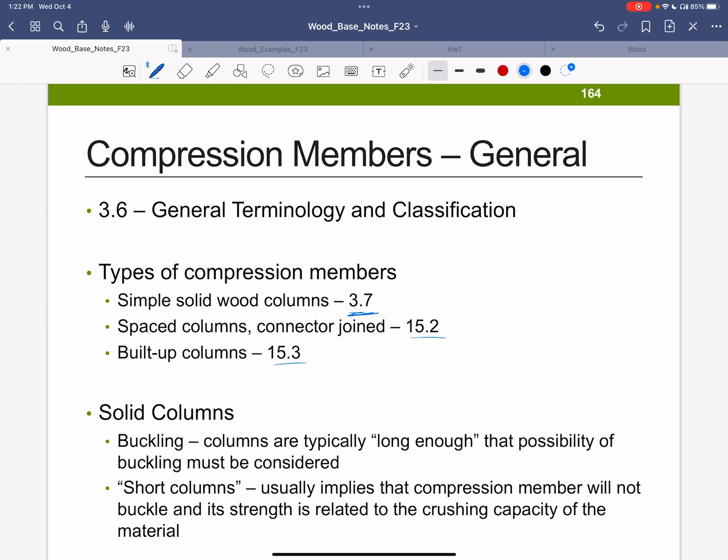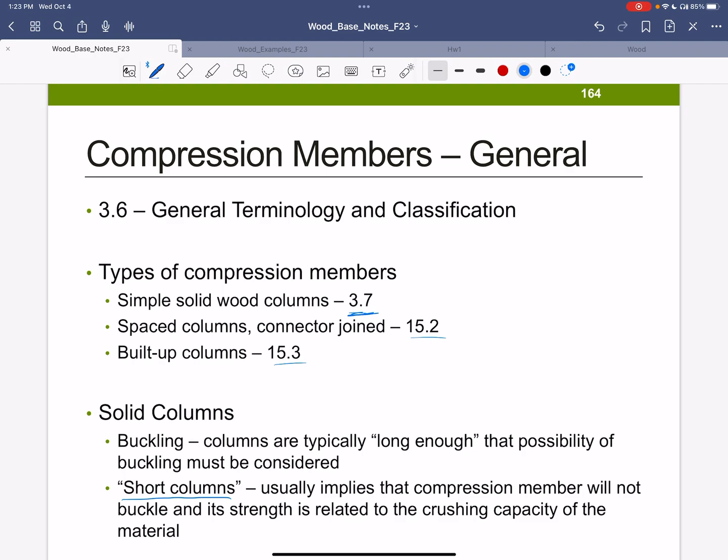In concrete, there are columns that buckle, called slender columns, but our average concrete column, we don't worry about buckling as much. In steel, buckling is always a big consideration. Wood is going to act more like steel in that respect, so most of these columns are typically long enough that we have to consider buckling. If we have short columns, that's just a way of implying that it's not buckling, that it's going to be crushing and a strength issue only.